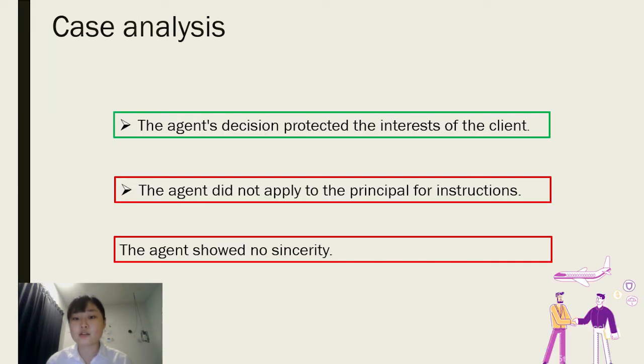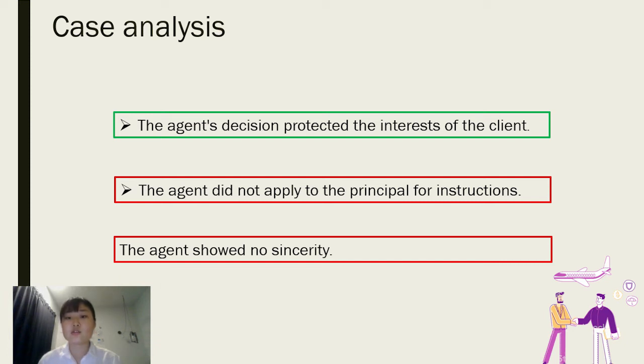Let's continue to analyze the case. First, the agent's decision to sell the tomatoes, taking into account the current price, after discovering that the tomatoes are perishable, is a necessary act of the agent. The purpose is to prevent the principal from losing out in respect of the interest entrusted by the principal. However, the agent was not unable to contact the principal and obtain instructions from the principal. But the agent didn't ask the client how to handle it.